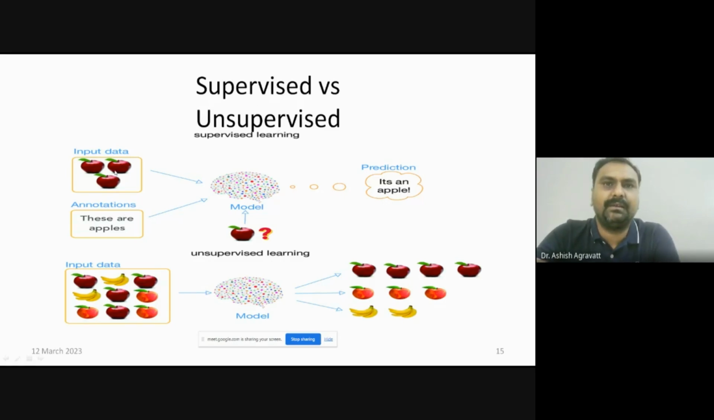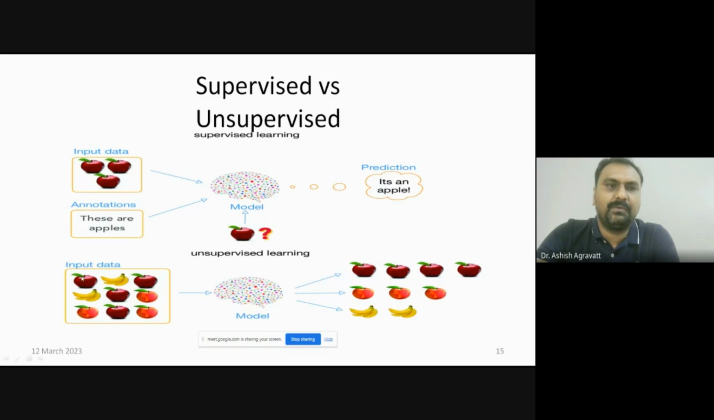So in supervised learning, we give the input data. Suppose here in this example, we give these figures which are apples, okay, and our model is trained that this is the apple. And when the apple comes, the model will automatically predict that it is an apple, okay. While in case of unsupervised learning, our data are not labeled, okay.